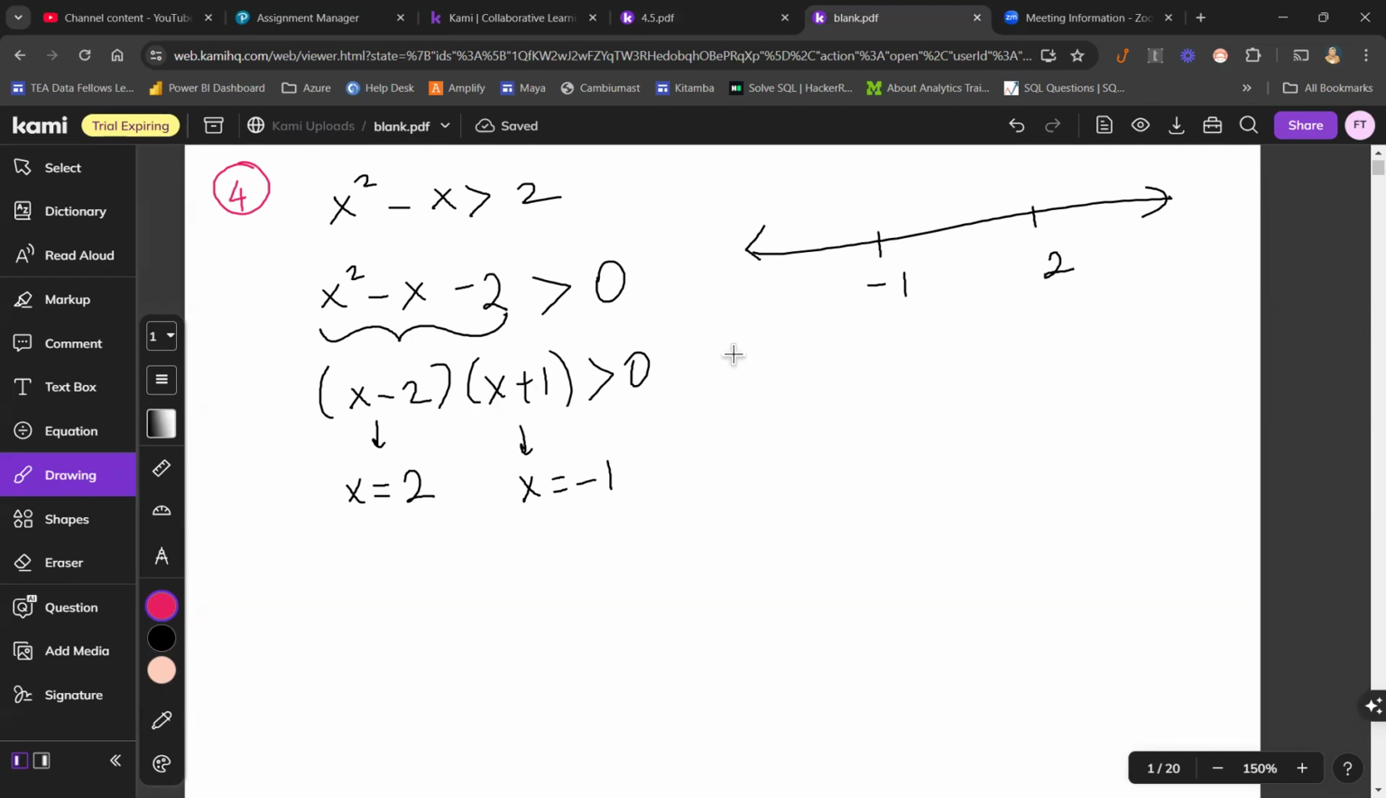So let's check something like -2, because -2 is in this region. We're going to decide whether this region is included or not. So I need -2 minus 2 and -2 plus 1.